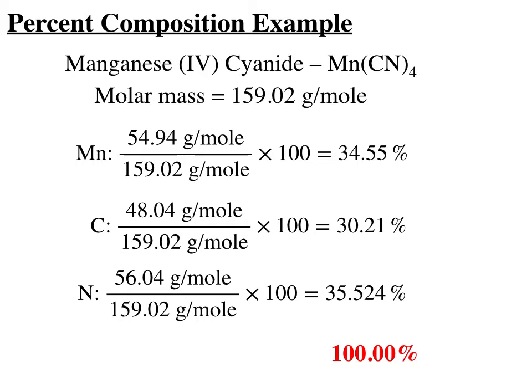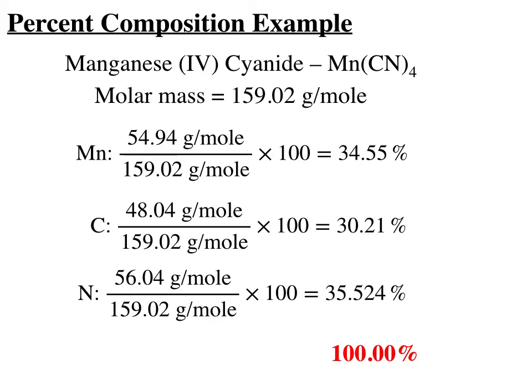Now for the carbon, let's be a little careful. There are 4 carbons in the molecule. The molar mass of each carbon is 12.01. The molar mass of 4 carbons is 48.04. So I will divide the total mass of all 4 carbons by the total mass of the molecule and find the percent of carbon in the compound is 30.21%.